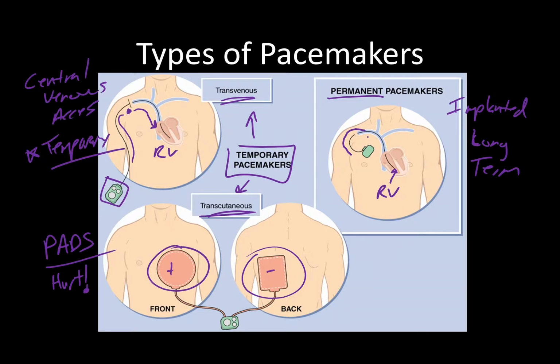So this one here uses a wire. So temporary pacemaker, transvenous, that uses a wire. Transcutaneous, that uses the pads. And then permanent pacemakers are implanted under the skin and are there for years and years.